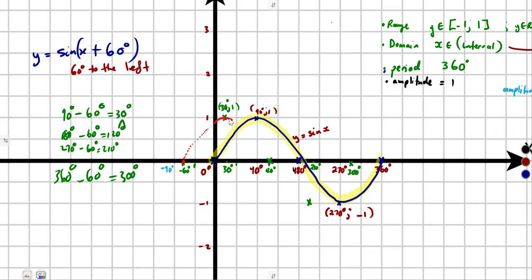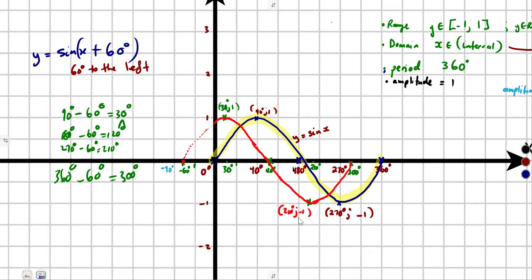So our graph was going to be like this, to what? 120 versus 0, to 210 versus minus 1, to what? 300 degrees versus 0. So it has shifted 60 degrees to the left. 360 is now at 300. 270 versus 1 is now at what? 210 versus minus. It's now this one.